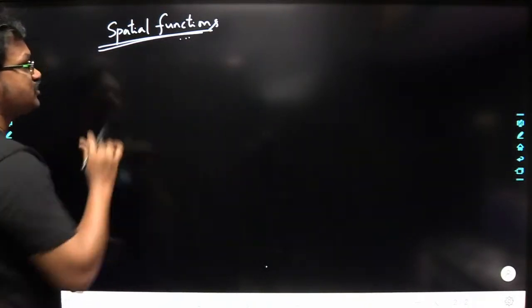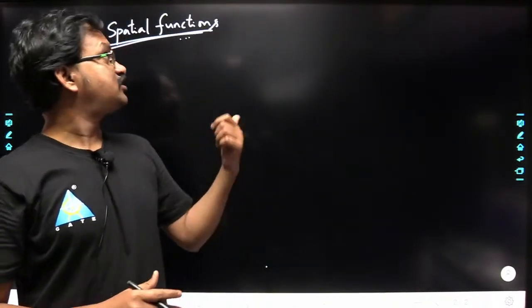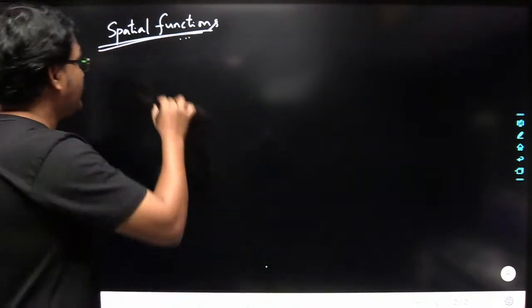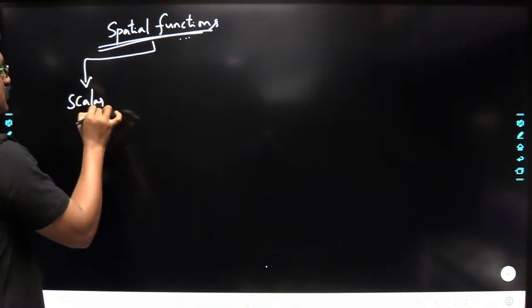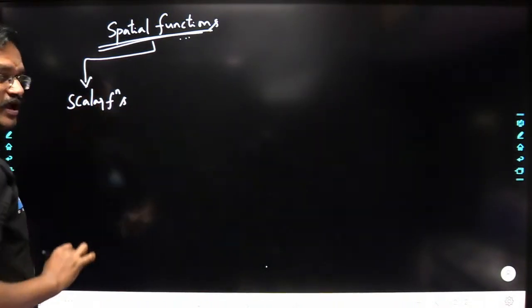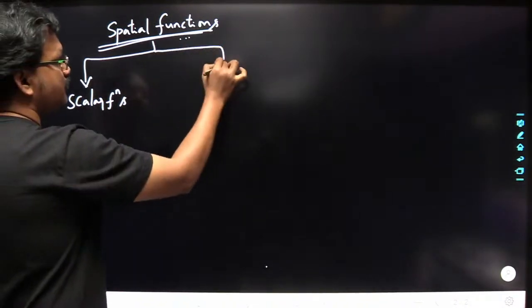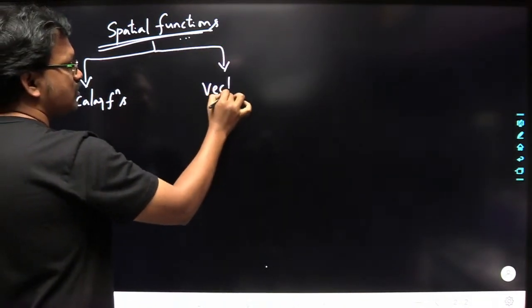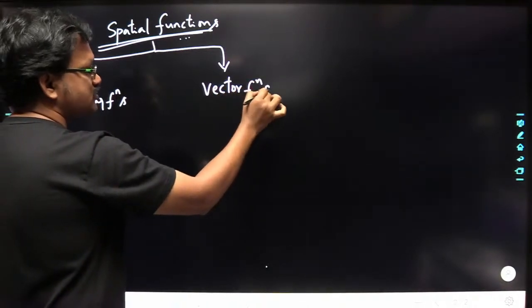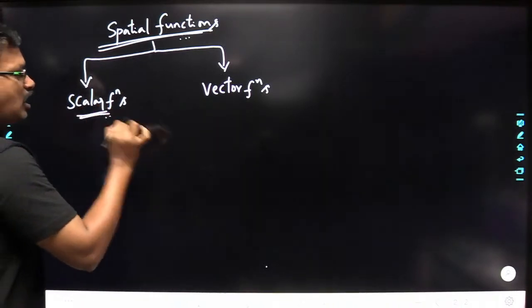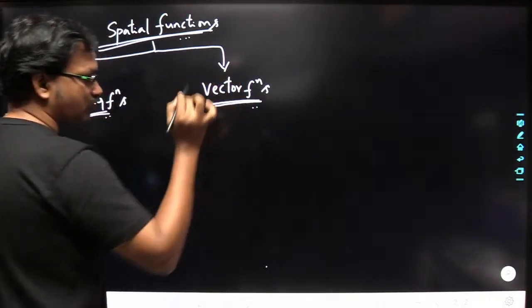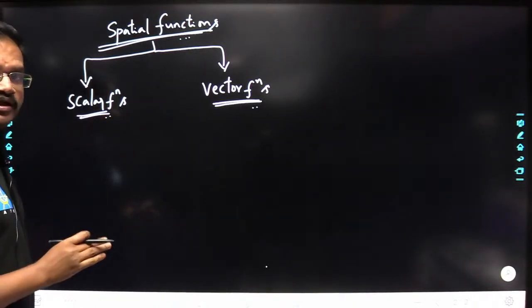These spatial functions can be categorized into two types. One is called scalar functions, and another one is called vector functions. So what do you mean by a scalar function and what do you mean by a vector function?